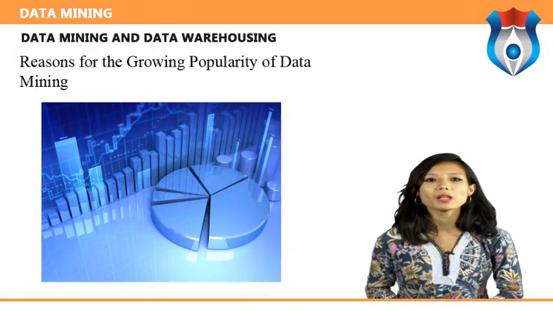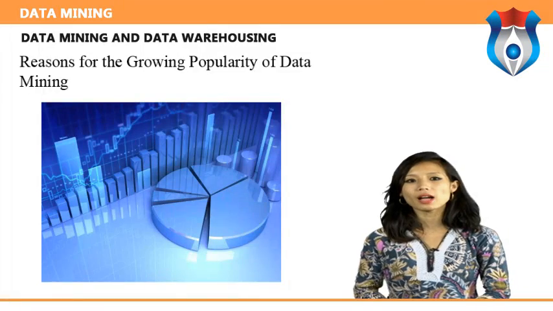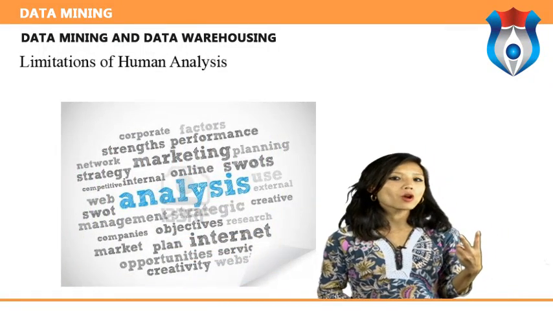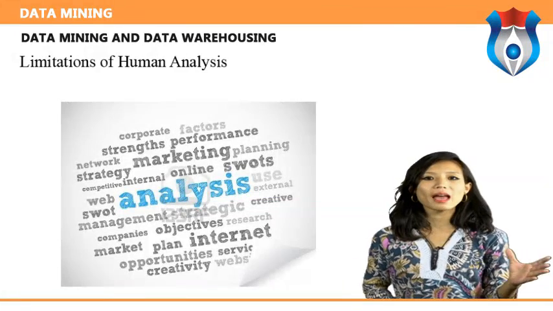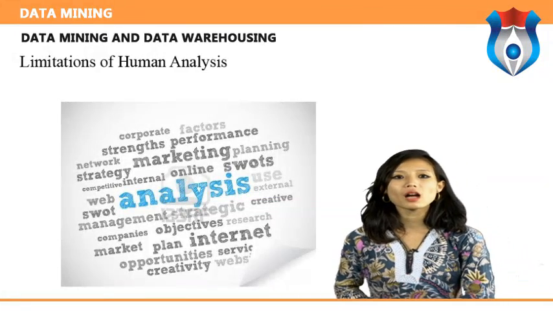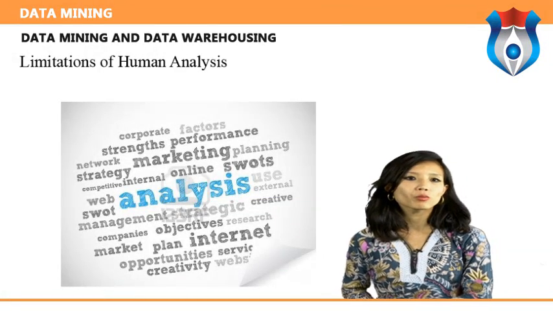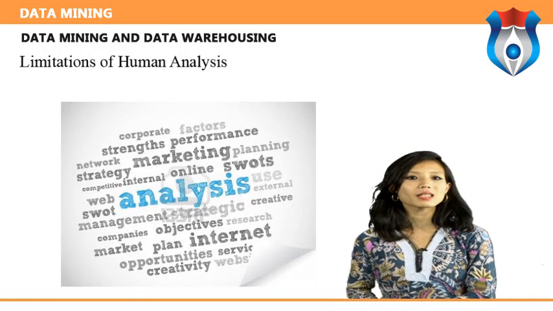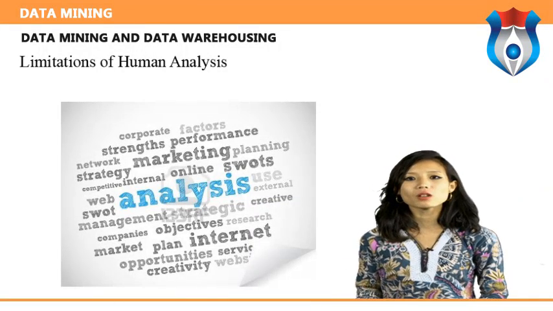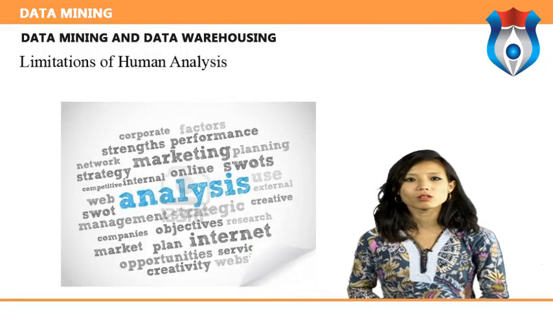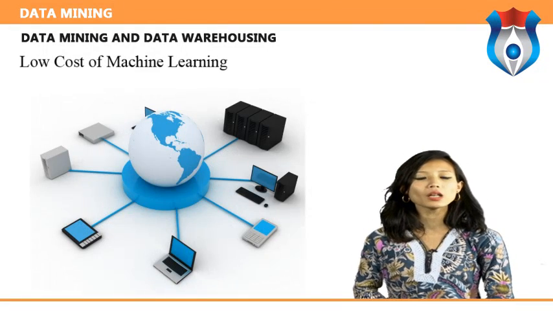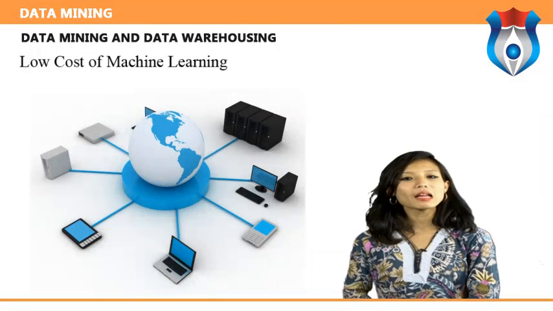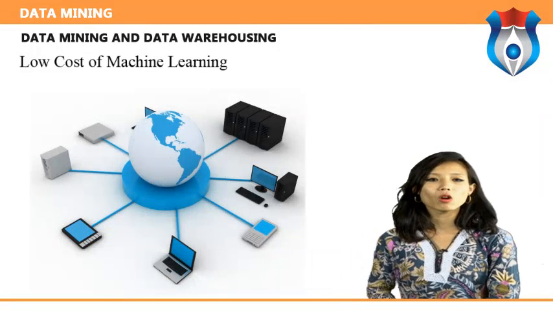Reasons for the growing popularity of data mining are defined as limitation of human analysis. Two other problems that surface when human analysts process data are inadequacy of the human brain when searching for complex multi-factor dependencies in data and the lack of objectiveness in such an analysis. Low cost of machine learning. One additional benefit of using an automated data mining system is that this process has a much lower cost.